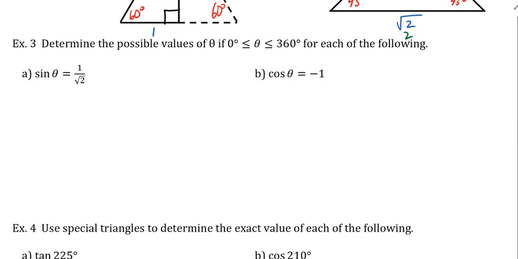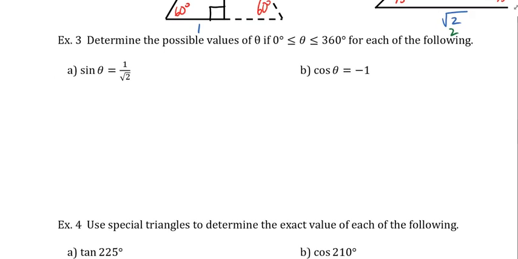Okay. The point of the special triangles is that we can find exact values of questions when they're set up the right way. So this is another famous kind of question. Determine the possible values of theta. There might be 1, there might be 2. If it's from 0 to 360, that's the most that there could be. There won't be more than 2, for each of the following.